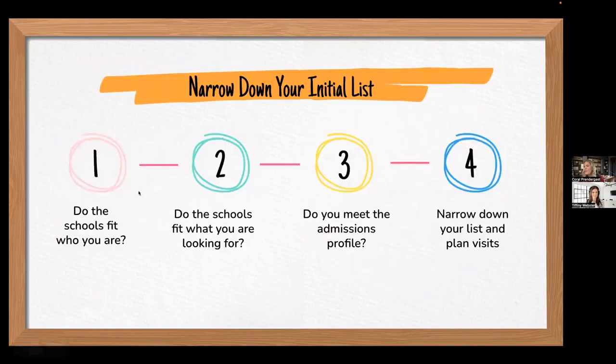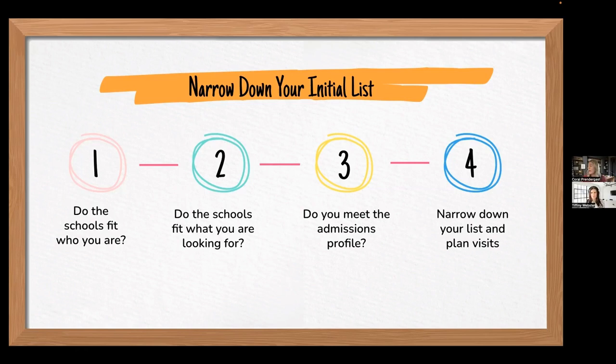Okay. And then what you're going to do is start narrowing down that list. Do these schools fit who I am? When I'm looking at their websites, researching them, and taking the virtual tours online, does this look like a place that is going to have what I need? And then the second step, is this a fit I'm looking for in the college? Like we talked about, do they have my major?